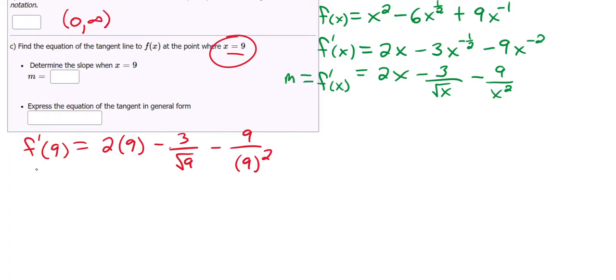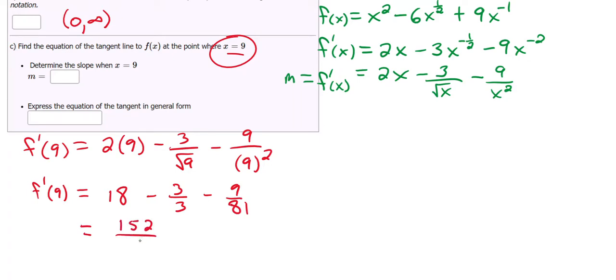So if we put this all in, f prime at 9, we get, well, actually we'll show each step. So we've got 18 for that, minus, and this becomes 3 over 3, minus 9 over 81, which is equal to 152 over 9. And this was the slope. Okay, so we're almost there with the equation of our line, right? Well, actually, we could write that in there too, right? 152 over 9. All right, so now express the equation in general form.